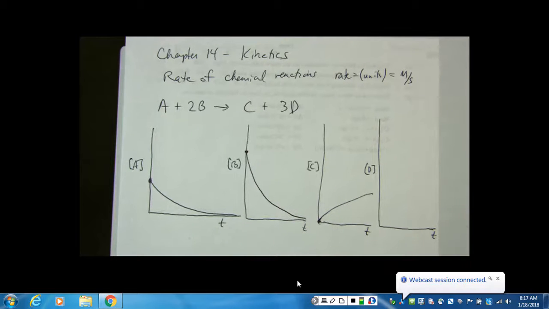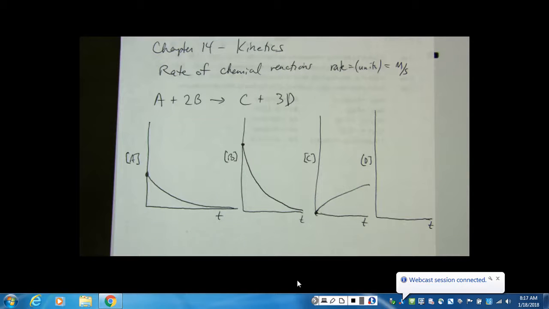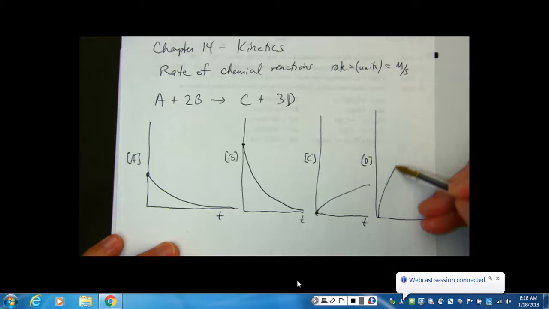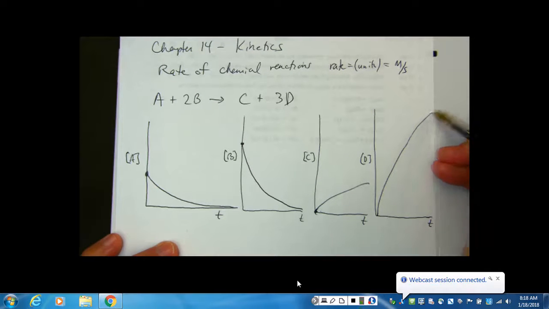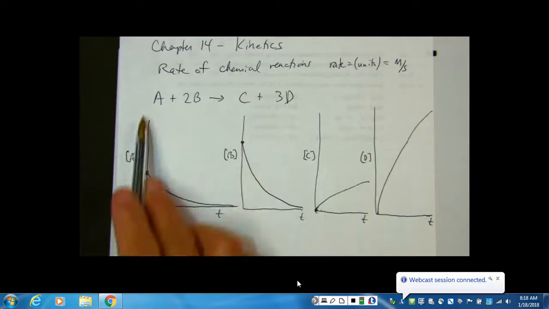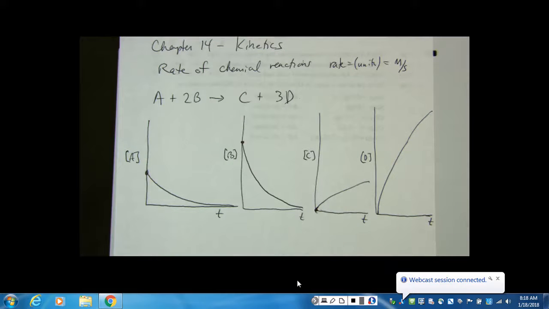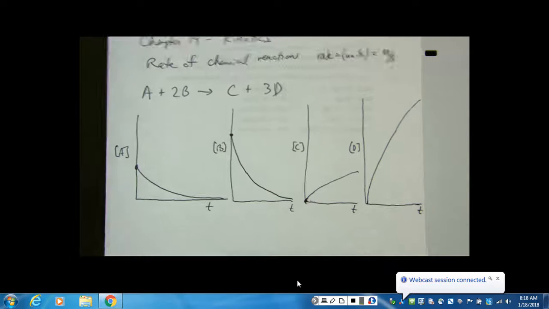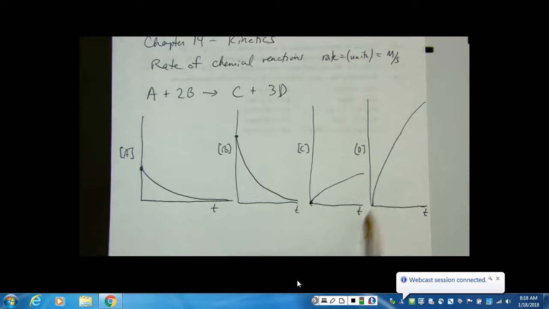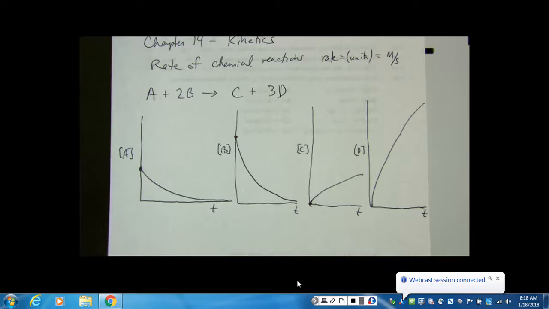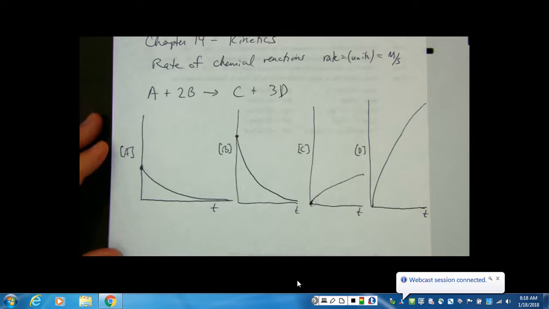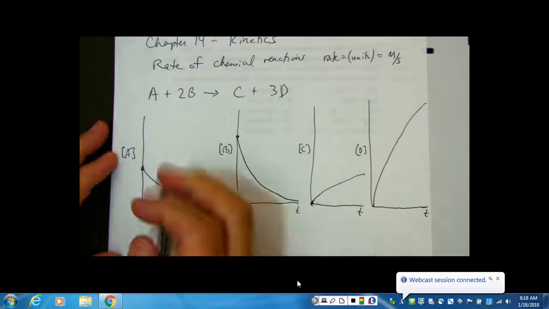All right, what will D look like? Will that look just like C? No. It has 3 times the slope in the positive direction, and it's going to go up to 3 times the initial concentration of A. Comparing how much this is going up to this one, how much faster is this one going than this one? 3 times.